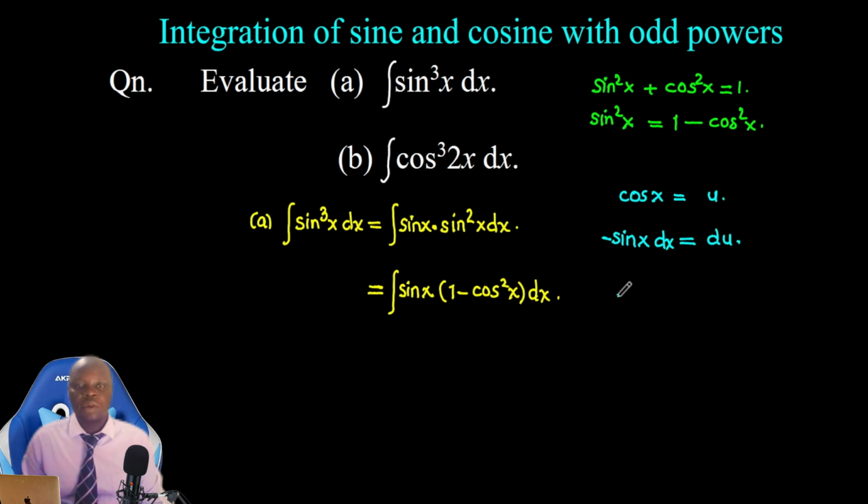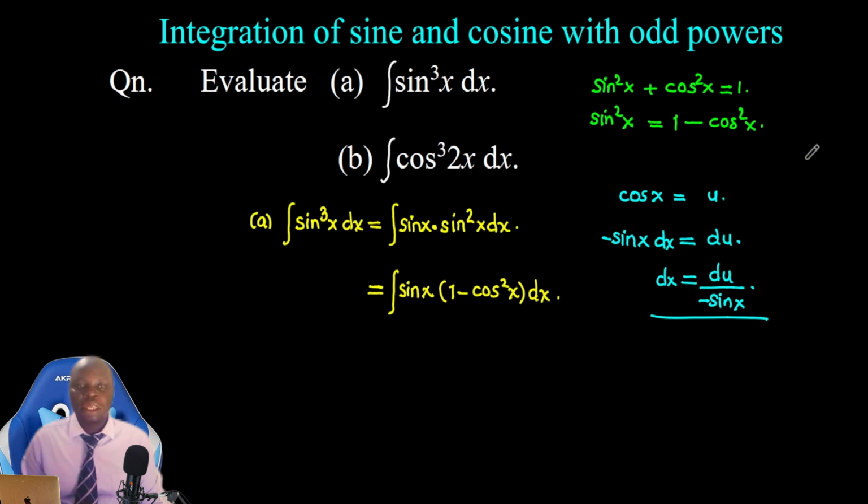So we can just ignore that 1, and we make our dx the subject of this formula, where we divide both sides of this equation by the coefficient here, negative sine x. So we have here dx equals du over negative sine x. So we can use this expression to remove our dx. So we have changed the variable to u.